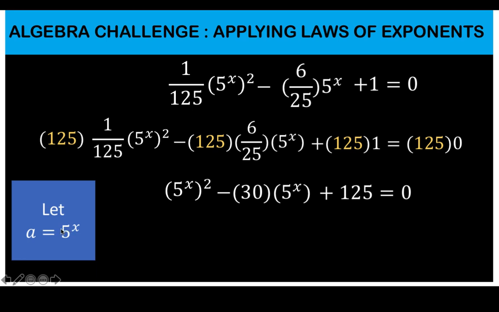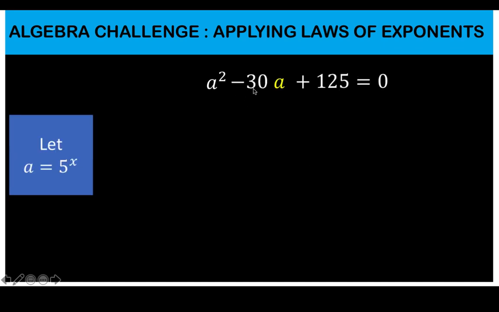So using now our substitution a equals 5 raised to x, we now have, instead of 5 raised to x, our substituted variable a, then copy the exponent, copy minus 30 and replace 5 raised to x by a, and copy all the rest. This last line is so simple that we can easily factor this out. So what are the factors of a squared minus 30a plus 125?